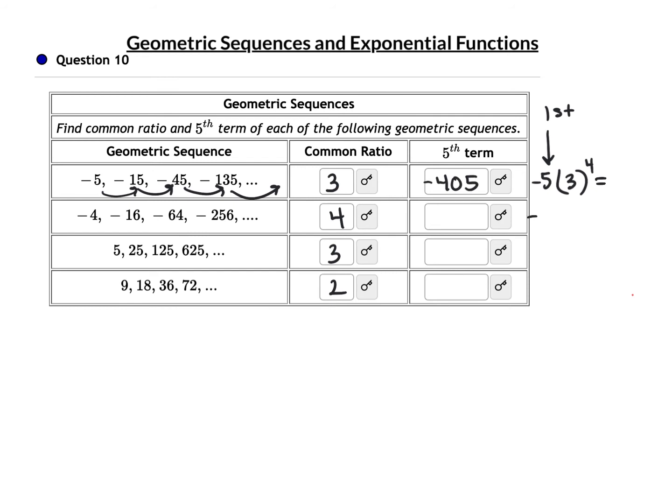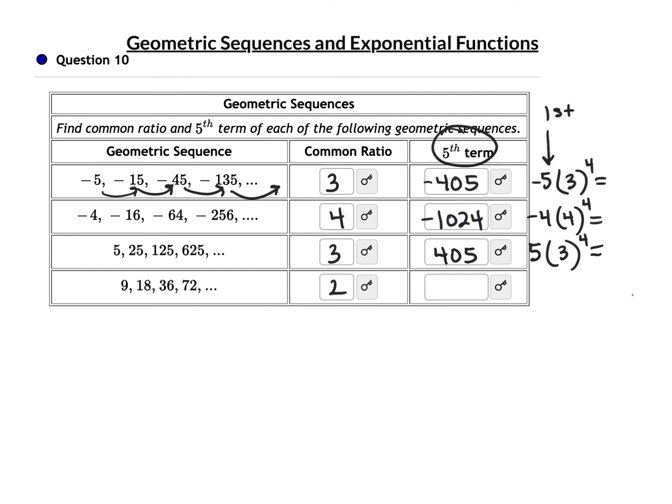The next one starts at negative 4. Every time you move one spot, you multiply by 4. To get to the fifth term, we only have to move 4 places from the first term. That ends up being negative 1024. The next one begins at 5. When we move one spot, we multiply by 3. Because we're starting at the first term, we only have to move 4 places to get to the fifth term. That one ends up being 405.